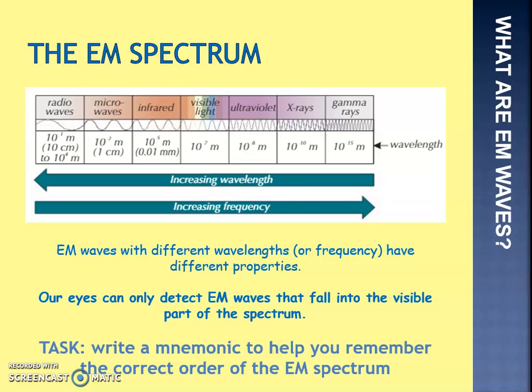Now you'll need to know them, and you'll need to know them in the order. So you need to know them in order of increasing wavelength or increasing frequency. So you're best to write a mnemonic to help you remember that. A mnemonic is where you would take the first letter of each of the parts of the spectrum and then put it into a phrase that you think would be easy to remember. So have a go at doing that now.